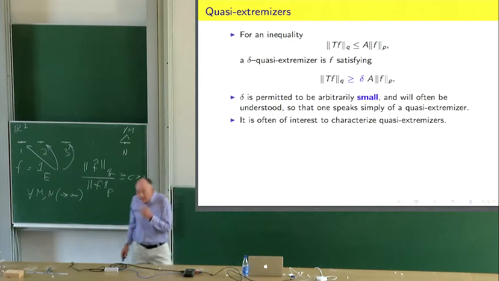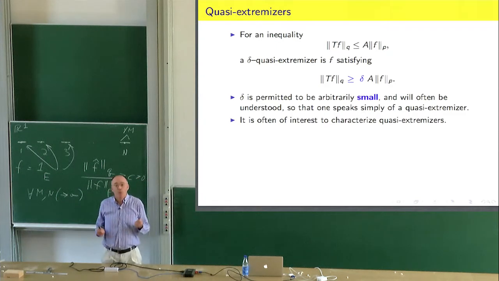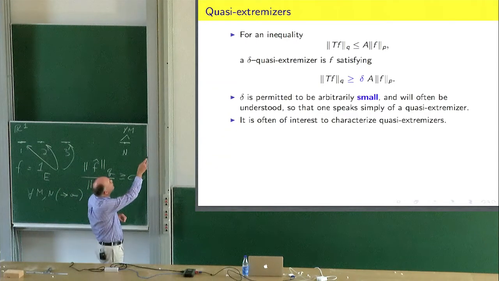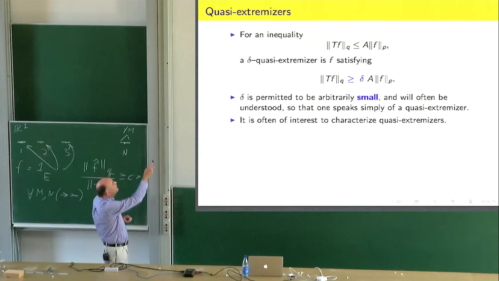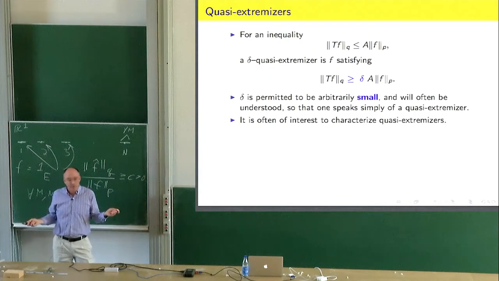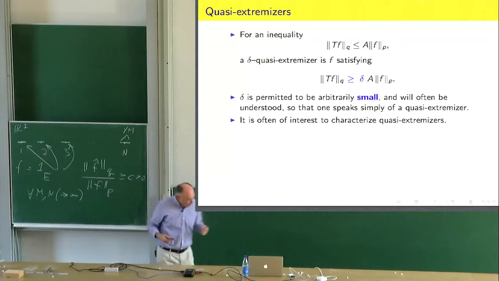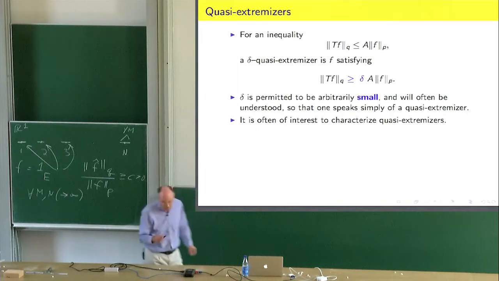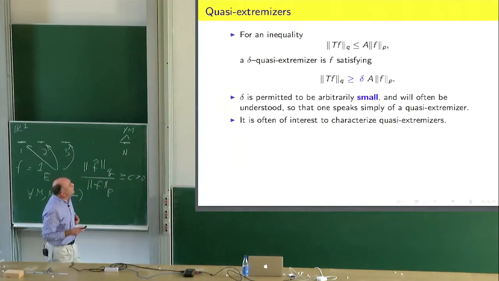Okay. An important concept in the proof will be quasi-extremizers. So if you have a number delta, which typically will be very small, a delta quasi-extremizer of an inequality like this is a function f for which the norm of T of f is greater than or equal to delta times the optimal constant times the norm of f. So we're mainly going to be interested in the case where delta is very close to 1, but the proof has to use the case where delta is very small. Okay, so those are quasi-extremizers.